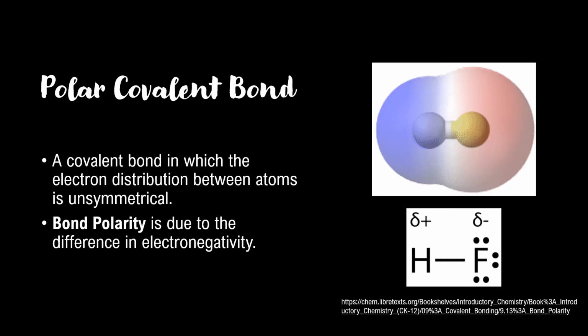Another type of bond is the polar covalent bond. It is a covalent bond in which the electron distribution between atoms is unsymmetrical. So if you can see from this image, showing the electron density, here we have a bigger bulge. So that means that what is being seen here is a polar covalent bond. The bond polarity is actually due to the difference in electronegativity. So fluorine is much more electronegative compared to hydrogen.